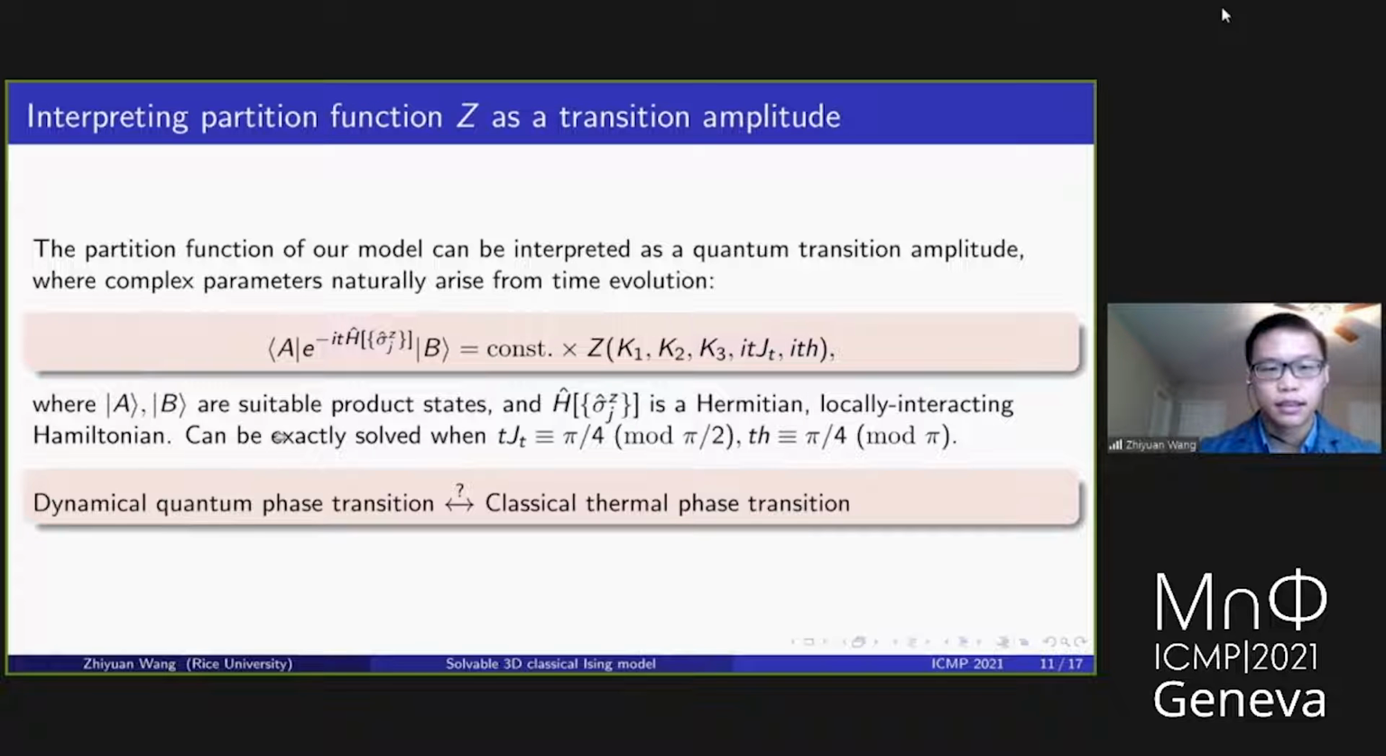And this transition amplitude can be exactly computed at a special value of time using our technique. So in this way, the classical thermal phase transition we found in our model may be mapped to a dynamical quantum phase transition in the transition amplitude.